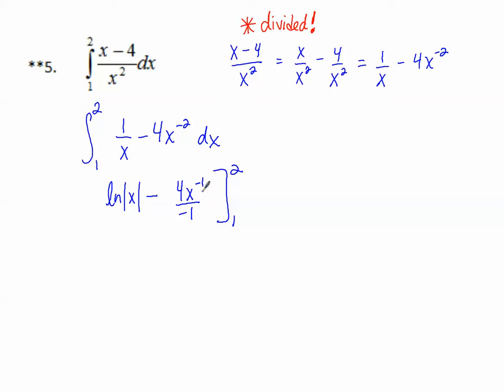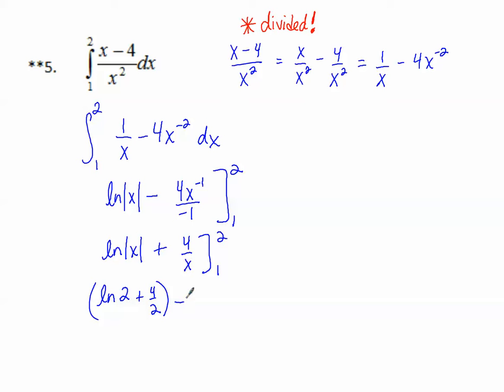Now I'd simplify that first. I'd like to do that always. I don't like the negative exponent. So minus negative is plus 4 over x from 1 to 2. Now we'll plug in our upper limit first. So the natural log of 2, I don't need the absolute values because 2 is positive, plus 4 over 2.